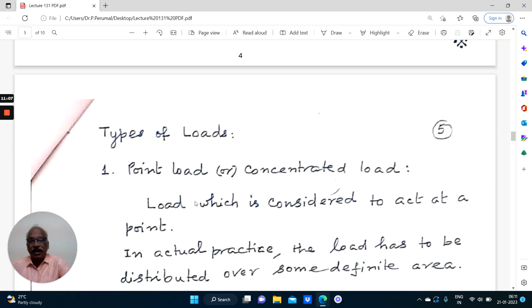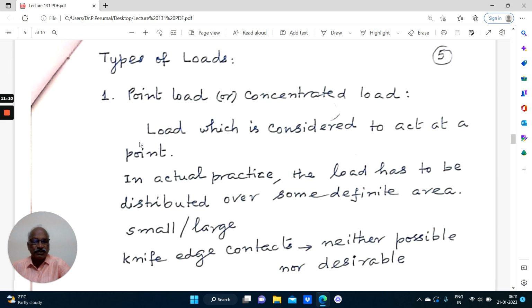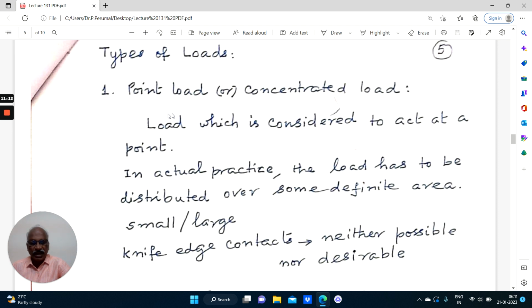Right. Now, coming to types of loads. We have point load or concentrated load. So, load which is considered to act at a point. Actually, knife edge contacts are neither possible nor desirable. So, in actual practice, the load has to be distributed over some definite area. We just consider it as a point load. That's all. The area of distribution may be small or large, but the load will be distributed over a small area.